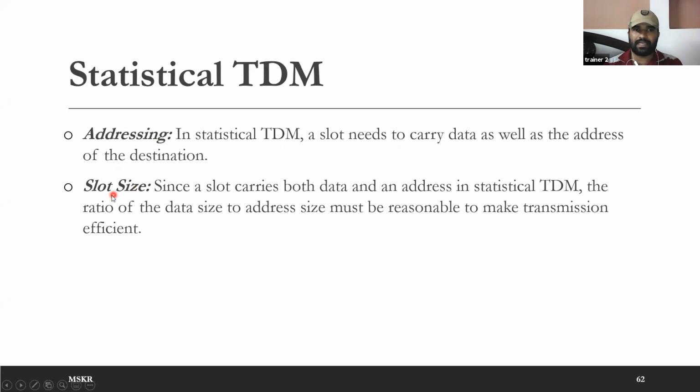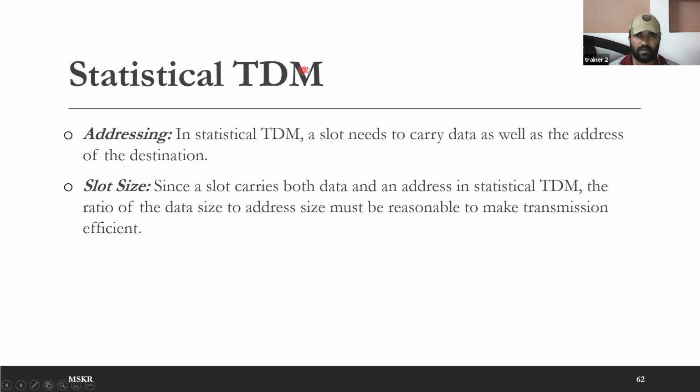And the second thing, slot size. Since a slot carries both data and address in statistical TDM, the ratio of data size to address size must be reasonable. Okay, so that means I will send only 1 bit of the data, but since I have 100 people, I need 4 bits or 5 bits, 6 bits for representing the address.